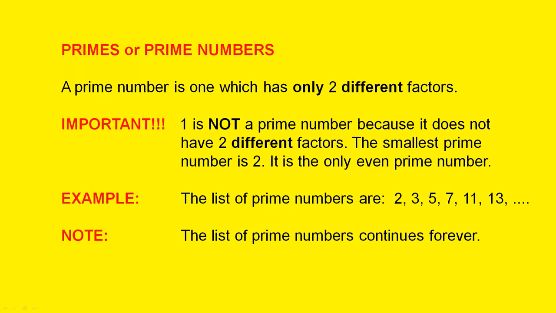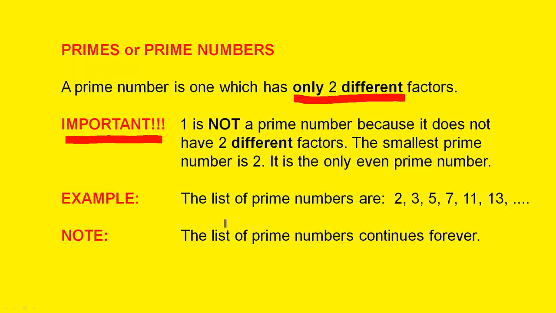Primes or prime numbers. A prime number is one which has only 2 different factors. This is very, very important, and please don't forget it. Here is an important note. 1 is not a prime number because it does not have 2 different factors. The smallest prime number is 2. It is the only even prime number.